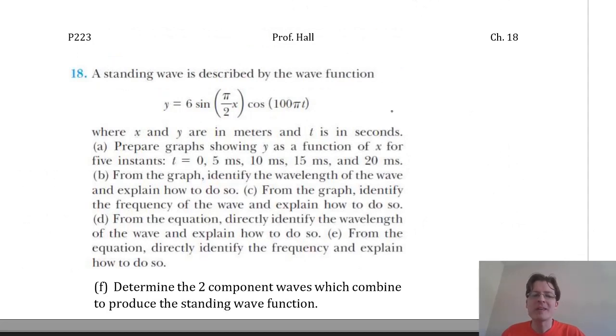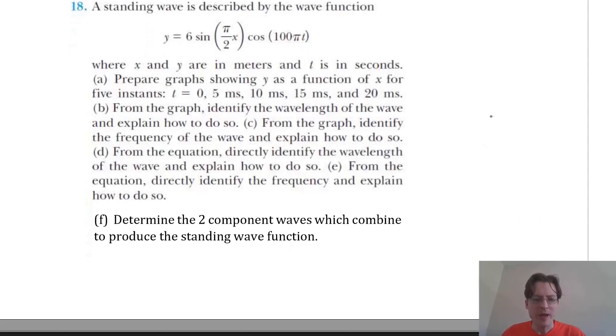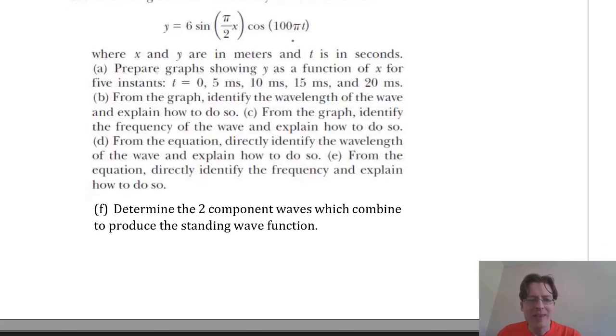In this problem, we're given the standing wave, and we have to figure out what the component waves are that produce it. Along the way, we'll draw a graph of the standing wave, identify the wavelength and frequency, and so on. So first, prepare a graph showing y as a function of x for 5 different times. So when I'm drawing y of x, I can't ignore the cos omega t part of it. I have to consider that as well. So let's first draw a sketch of what it looks like at t equals 0.